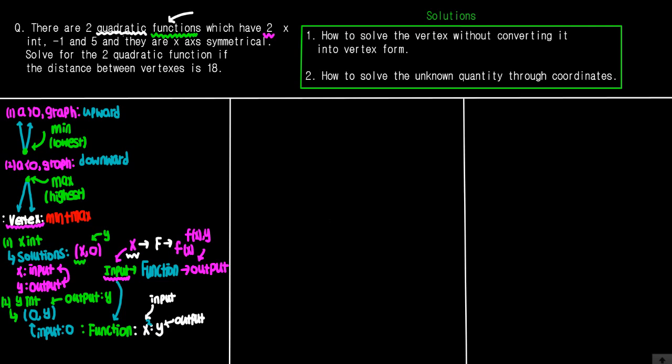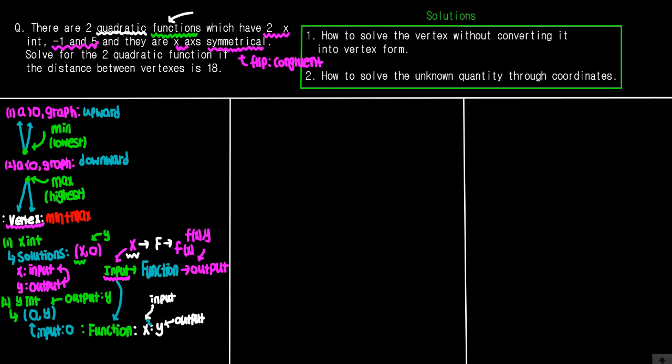And they said it has two x-intercepts, which means when the x value exists, the y value is equal to 0. Whenever the y value is equal to 0, there are two x-intercepts, -1 and 5. But then they said in their information that these two functions are symmetrical, which means if you flip this, they are going to be congruent. This is what symmetrical means.